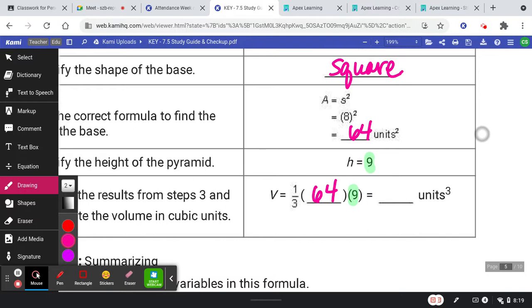All right. What did you get, Mia? Did you say 192 like that? Cubic units. Perfect. So that's volume formula number 3 of 4. So we did volume of a prism. We did volume of a cylinder. Now we're doing volume of pyramid and cone.